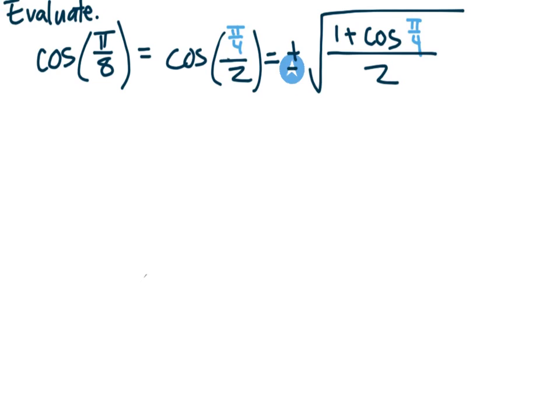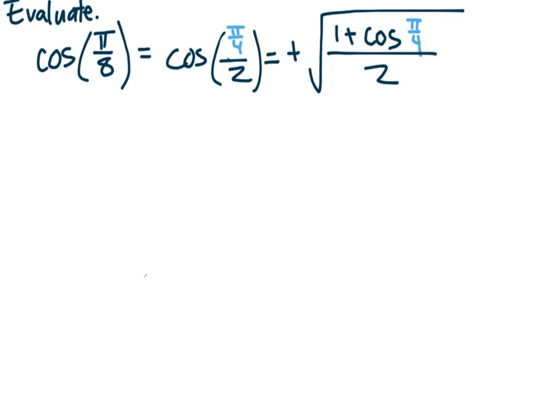Now, the way we pick plus or minus depends on what quadrant this angle is in. If this angle is in the first quadrant or the fourth quadrant, then its cosine should be positive. But if this angle is in quadrant 2 or 3, then its cosine should be negative. Which quadrant is pi over 8 in? That's right, it's in quadrant 1. So that means we're going to take the positive square root of all this business. Okay, so we picked the positive square root, and now we just have to simplify the rest of this.